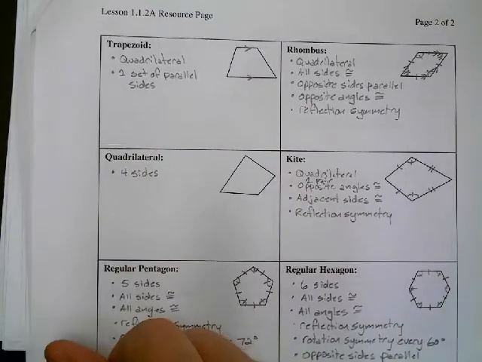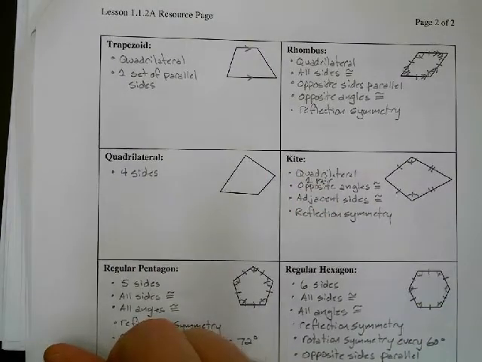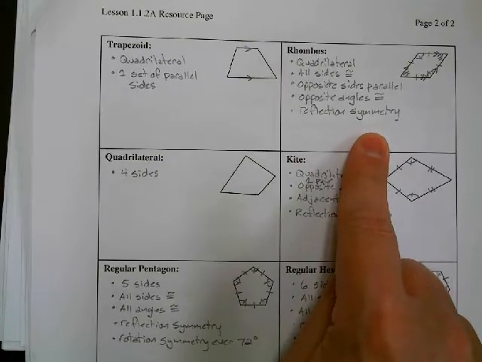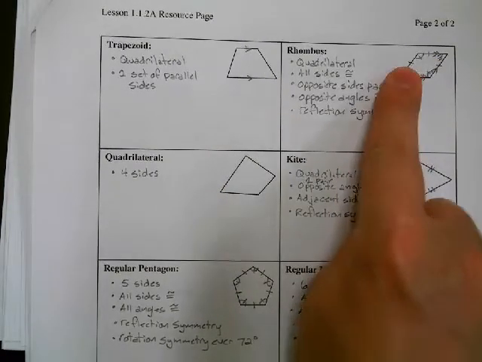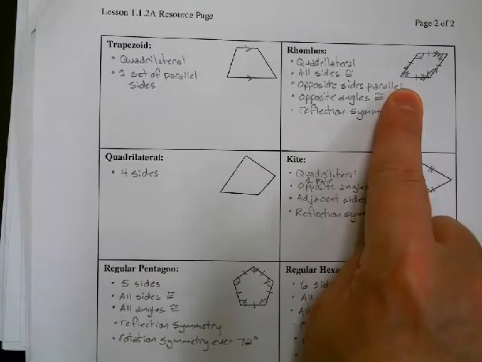It has four sides. Okay, a rhombus is a parallelogram. So opposite sides are parallel, and all of the sides are the same, kind of like a square. All the sides were the same in the square.